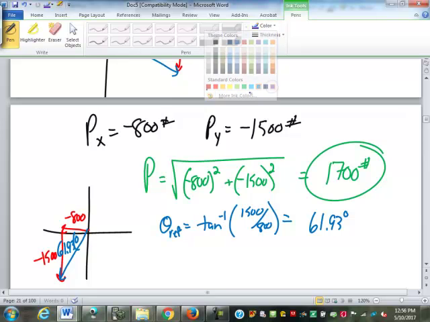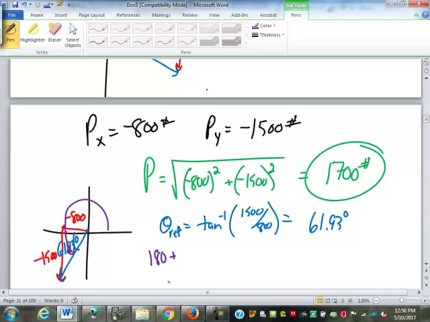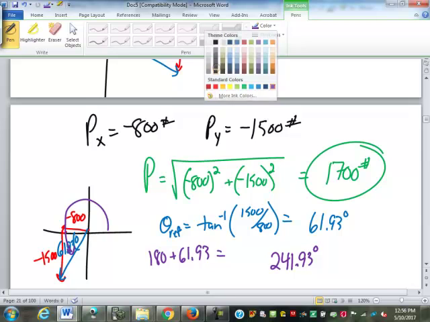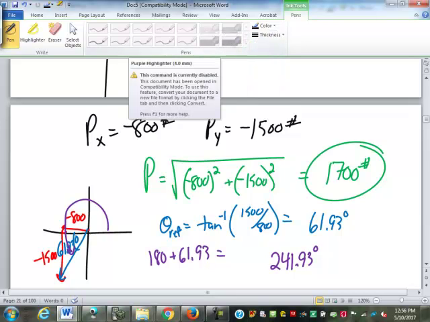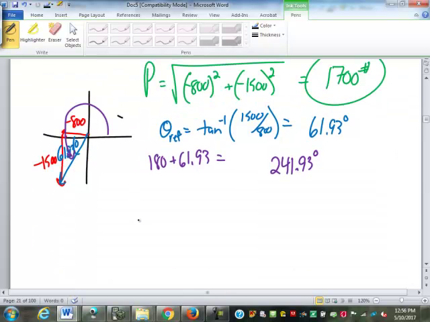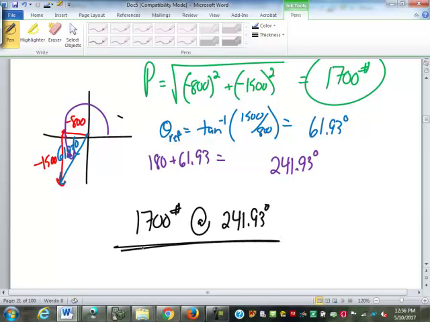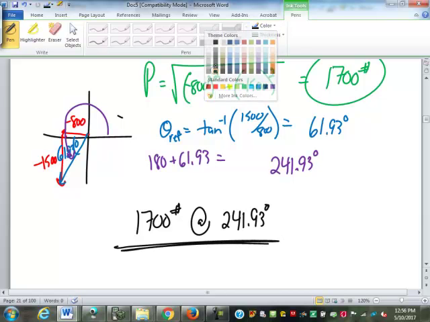So our actual directional angle is this angle here. How do I find that from the 61.93? 180 plus the 61.93. You got it. That's 241.93. So sometimes you have to add that reference angle, sometimes you have to subtract it. It depends on where it is on that little graph. So this one ends up being 1,700 pounds at 241.93 degrees. Not so bad?